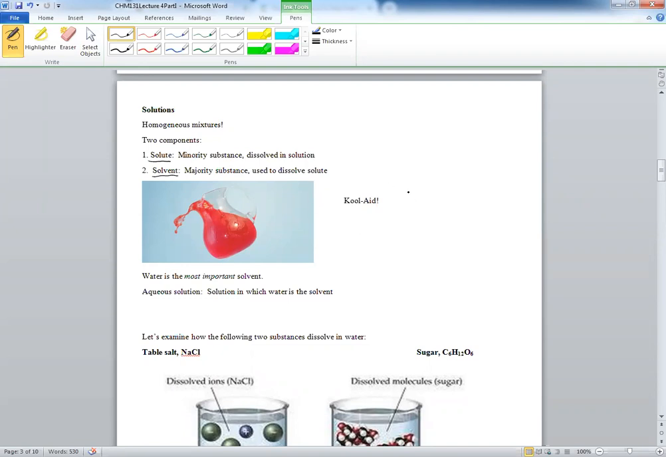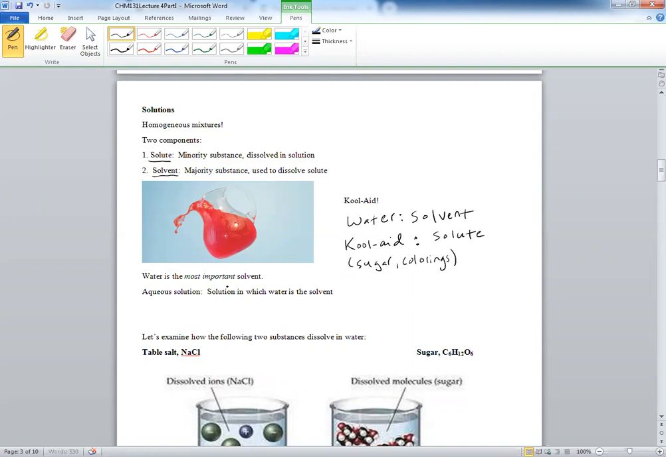So an example of this is Kool-Aid. Simple as that. Water would be your solvent. And the Kool-Aid, which is made up of sugar, colorings, etc., all of that, these would be your solutes, or let's say the solute.